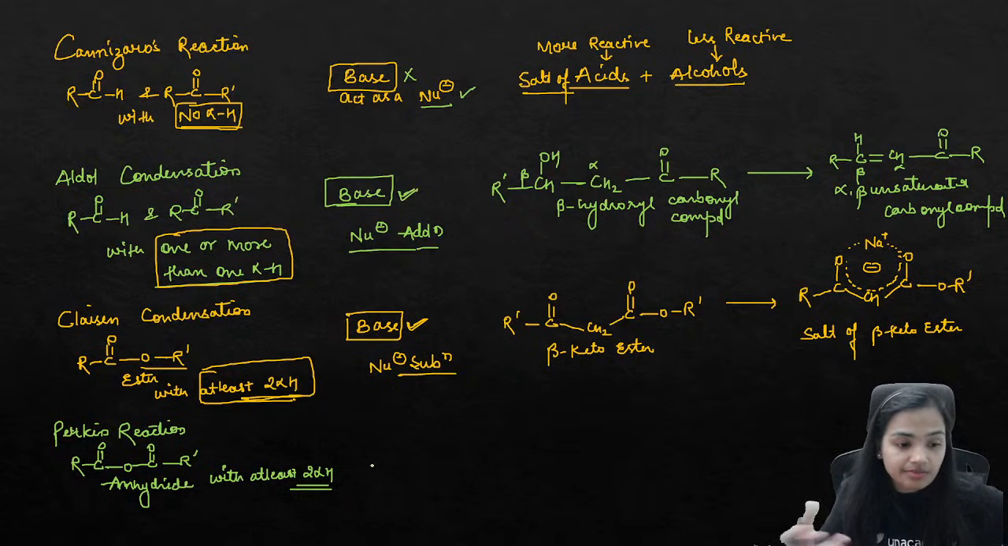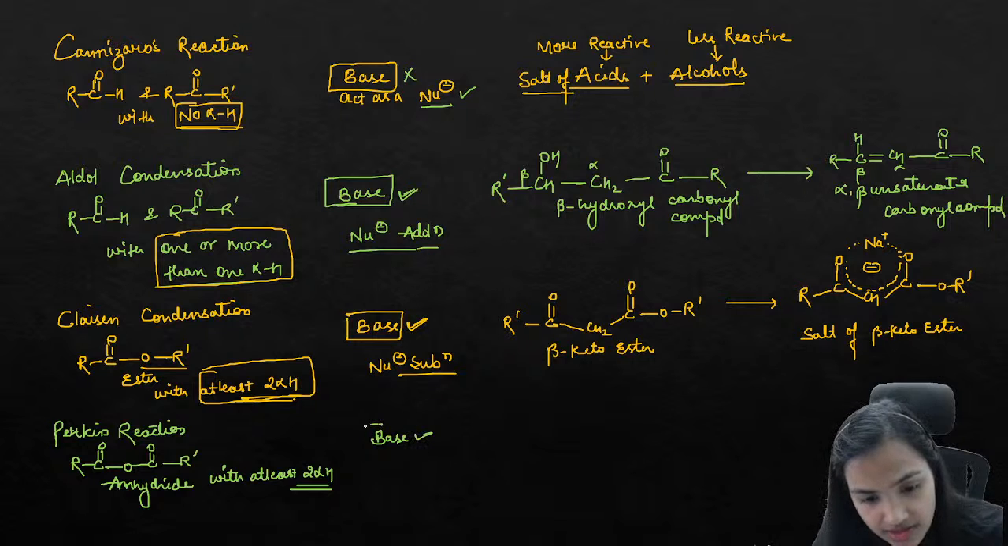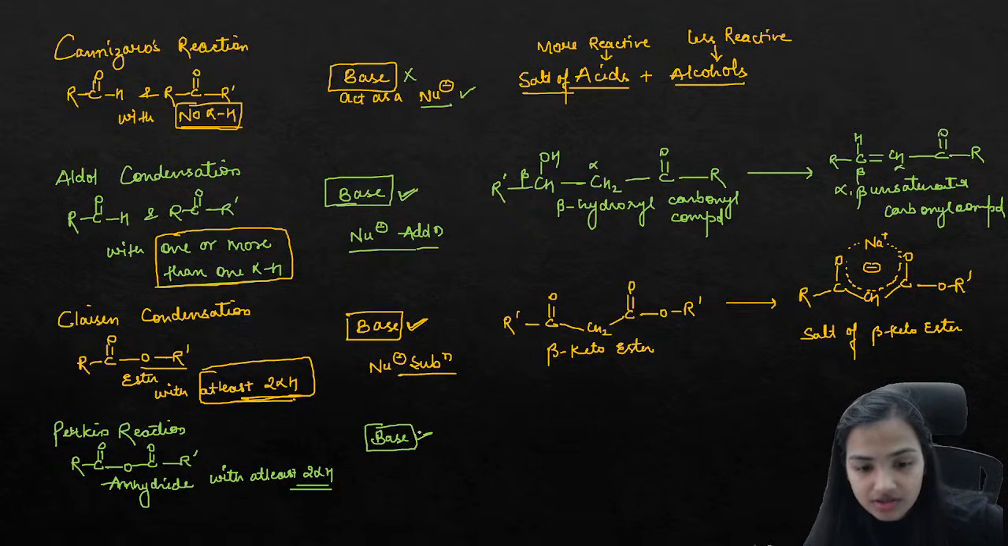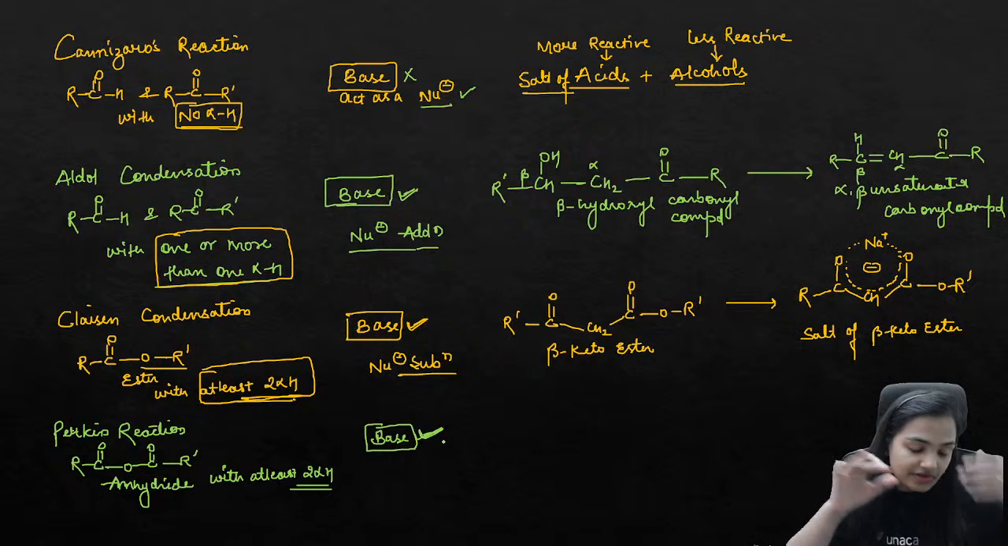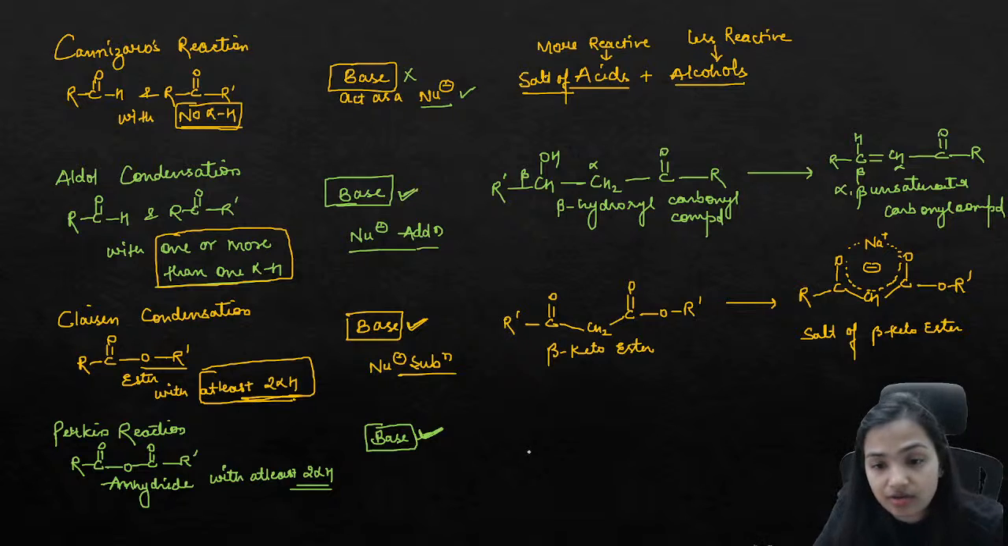Why? The basic hydrolysis will also happen. Again, the reaction is in the presence of a base. Here also it will be acting as a base. Only in this reaction will it not act as a base; it acts as a nucleophile. In all the other cases, it will be acting as a base. It will abstract the acidic hydrogen, it will do the nucleophilic addition attack, and we will be getting the beta hydroxyl.